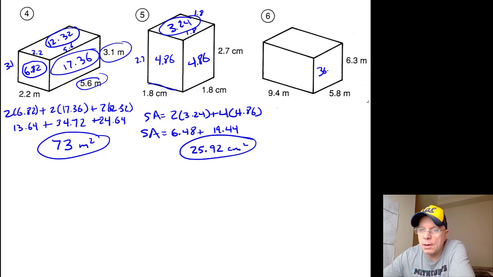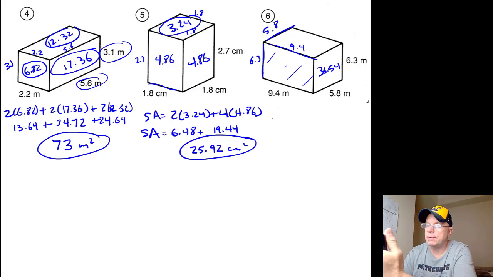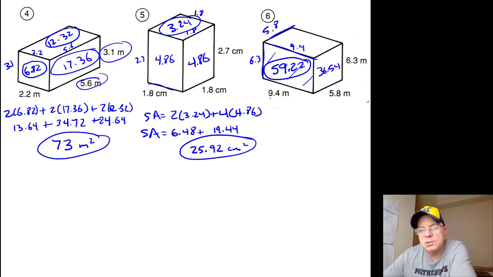$36.54. This dimension is 6.3. This dimension is 5.8, and this dimension is 9.4. So for this face, I've got 9.4 times 6.3, which is 59.22. Do a quick estimate. Let's call that 10 and let's call that 6. 10 times 6 is 60. That's close to 60. That seems reasonable.